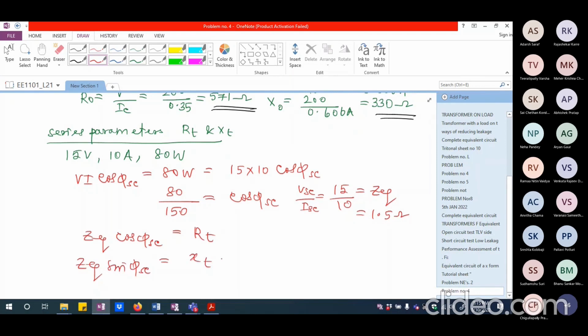Okay, fine. Maybe this problem we can extend a little bit on our own and we can try to calculate what is the maximum efficiency condition, what is the efficiency at a particular load. Let's try to do that. Okay. So we have got the value R equivalent from the low voltage side, that is 200 volt side is 0.2 ohm and this is 0.3175 ohm. Okay, fine.